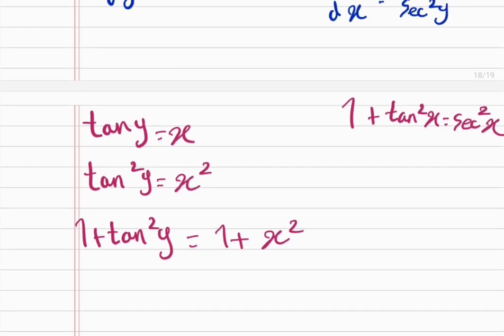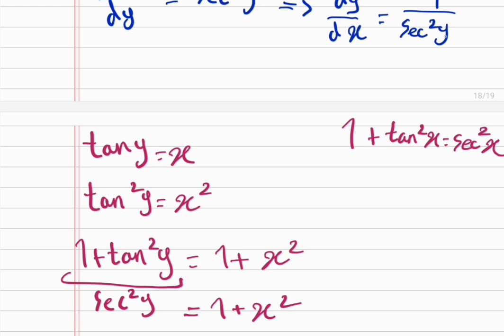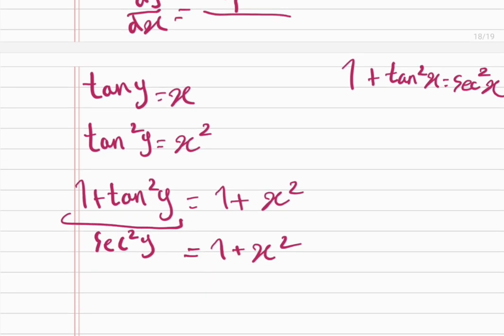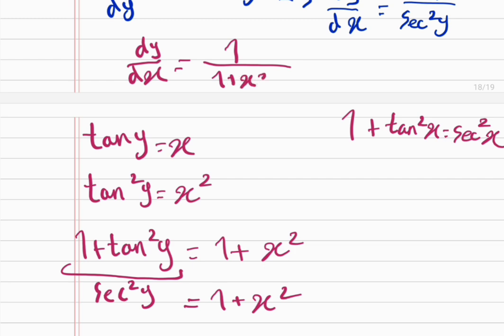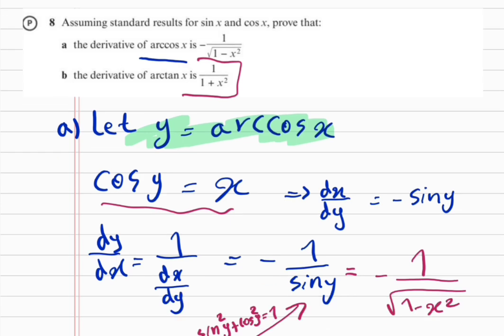Now here the interesting thing is that the left hand side, which is 1 plus tan squared y, is exactly the same as sec squared y, because everything is written in terms of y. So we have sec squared y is equal to 1 plus x squared, and this allows us to rewrite sec squared y in our derivative as 1 plus x squared. And this is exactly what we wanted to show. So the derivative of arc tan x is 1 over 1 plus x squared.